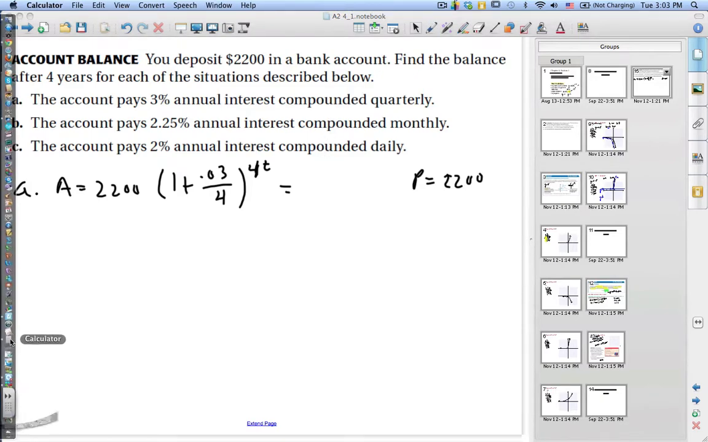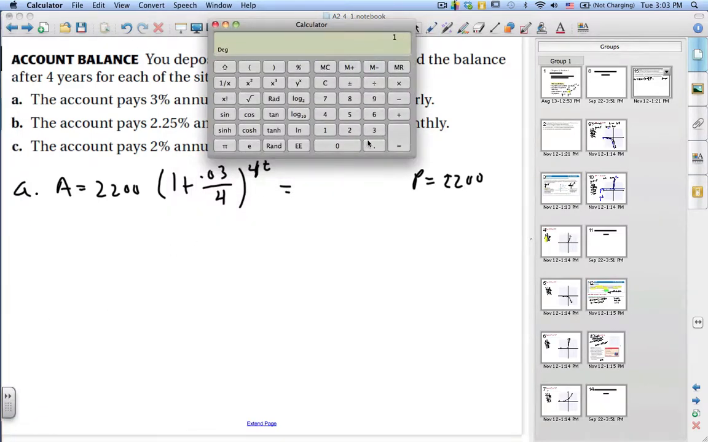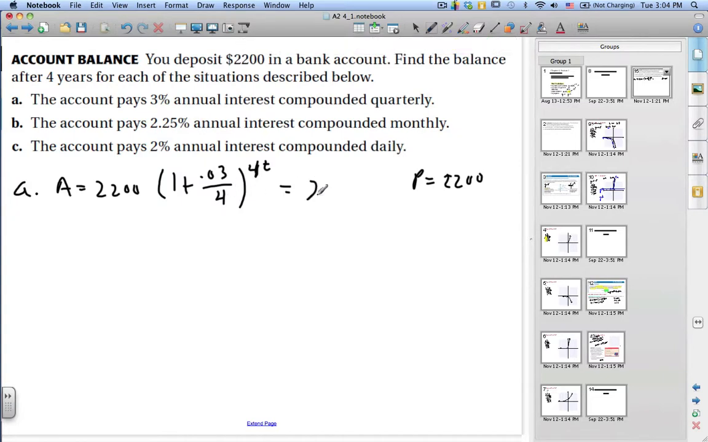Okay, so I'm going to pull out my calculator and I'm going to take 0.03 divided by 4, and then I'm going to add 1. I'm going to take that to the 4th power, and then I'm going to multiply it times 2,200, and I get 2266.75. I'm going to round up because we're talking about money. So it's 2266.75. That's how much money I have.